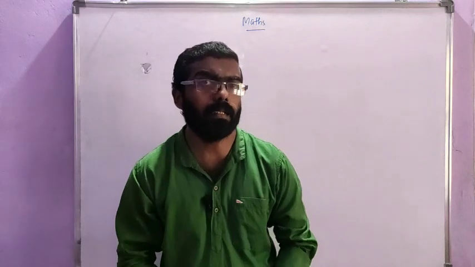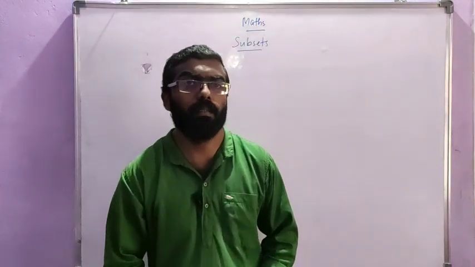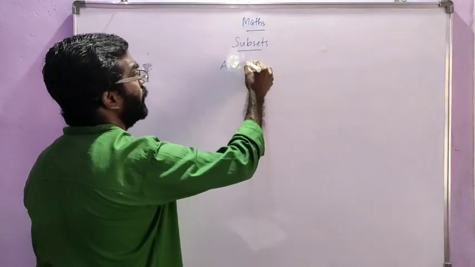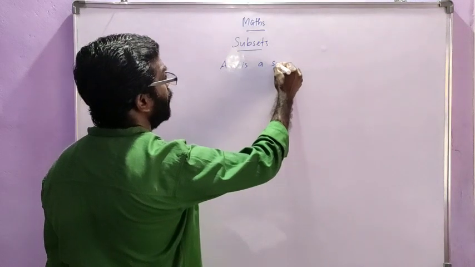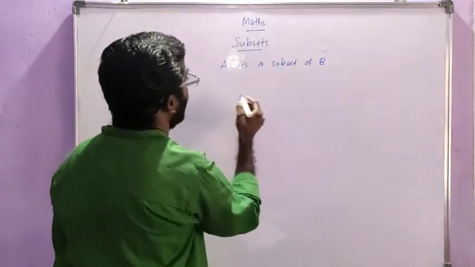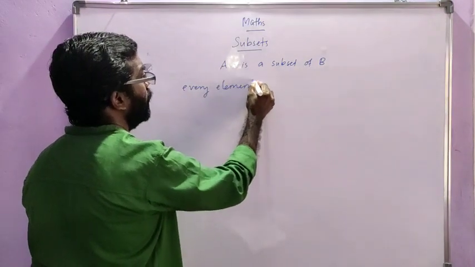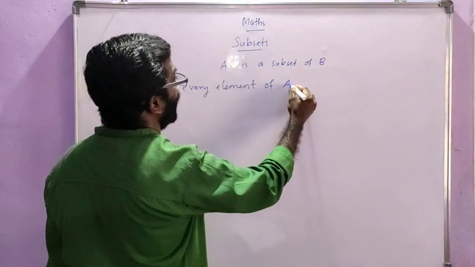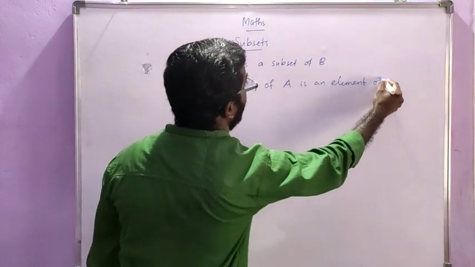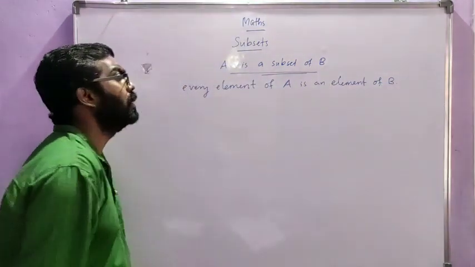So this finishes exercise 1.2. Now we move on to the topic subsets. Okay. A set A is said to be a subset of set B if every element of A is an element of B. Every element of A is an element of B. Then we can say A is a subset of B.